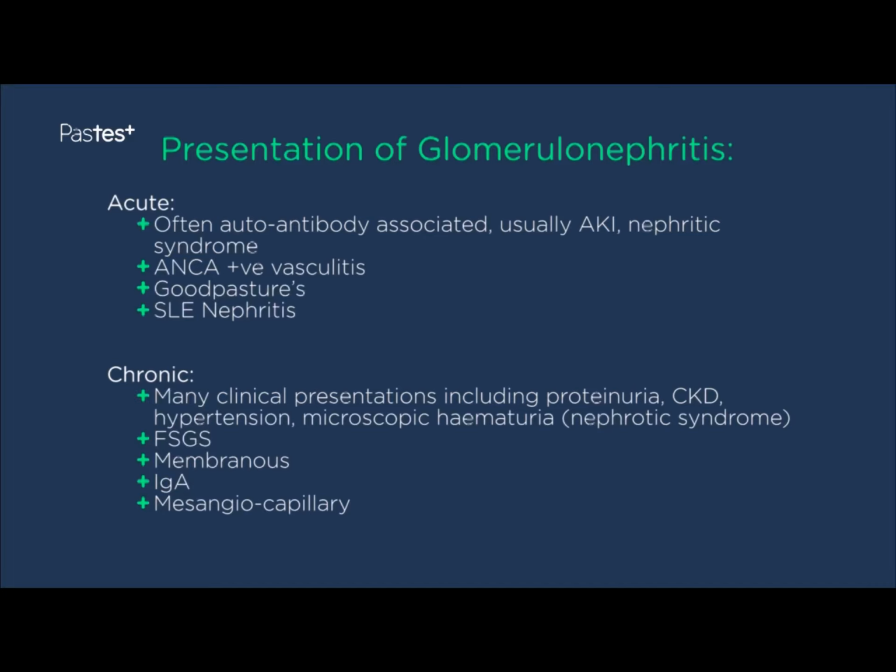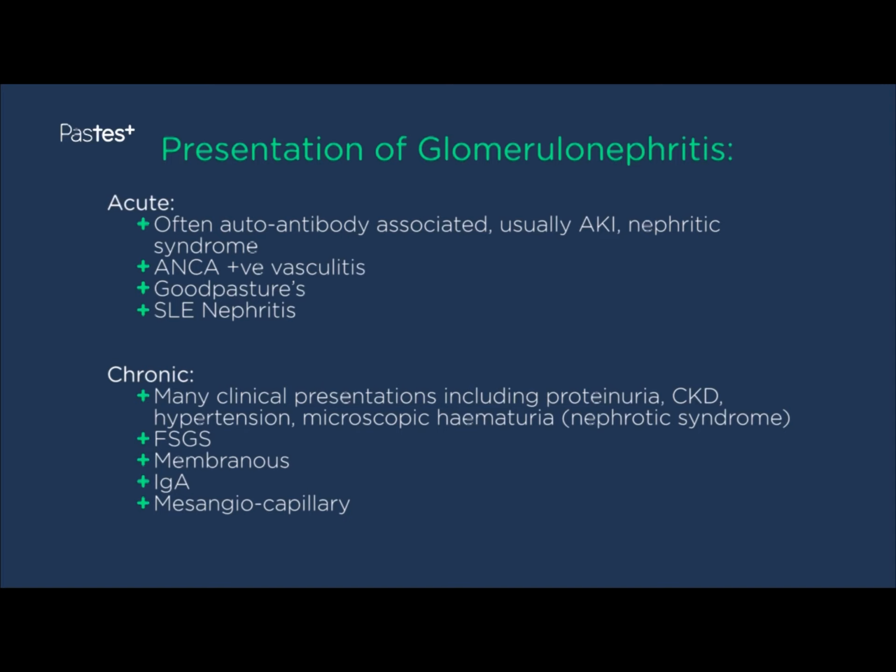that present with acute renal disease, so with acute kidney injury, and the nephritic syndrome, which of course means oliguria, hematuria and hypertension, as opposed to those that present with more chronic forms of glomerulonephritis, which I'll come on to in a moment. In terms of the acute presentations, these are often associated with an autoantibody.